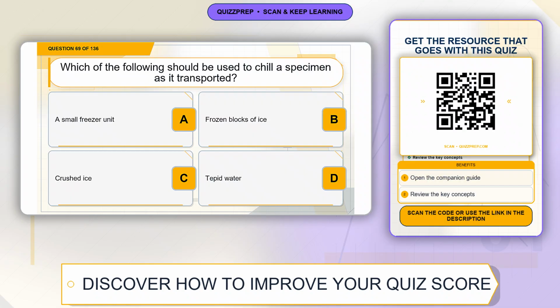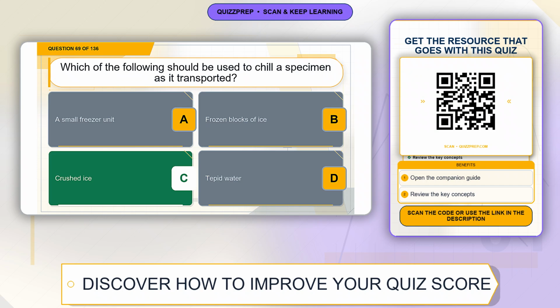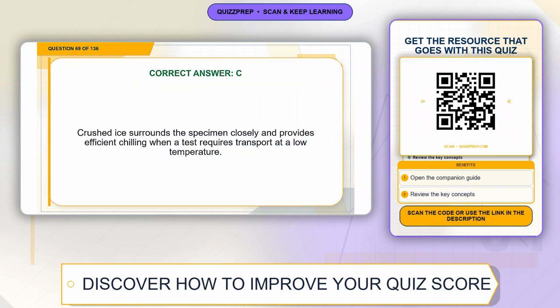Question 69. Which of the following should be used to chill a specimen as it is transported? Option A, a small freezer unit. Option B, frozen blocks of ice. Option C, crushed ice. Option D, tepid water. The correct answer is option C, crushed ice. Explanation: crushed ice surrounds the specimen closely and provides efficient chilling when a test requires transport at a low temperature.